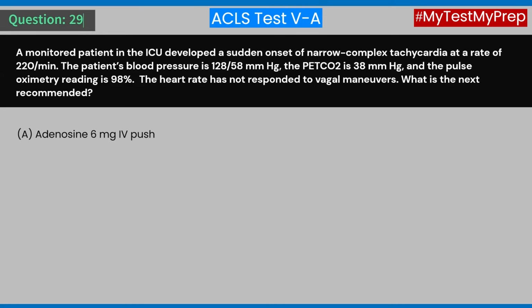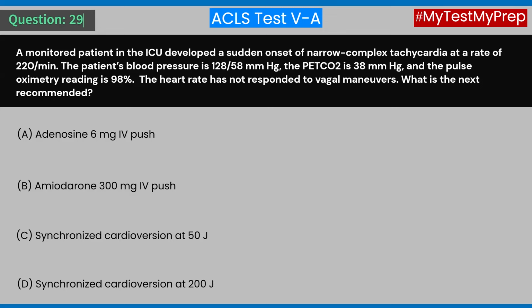A. Adenosine 6 mg IV push. B. Amiodarone 300 mg IV push. C. Synchronized cardioversion at 50 J. D. Synchronized cardioversion at 200 J. Answer A. Adenosine 6 mg IV push.